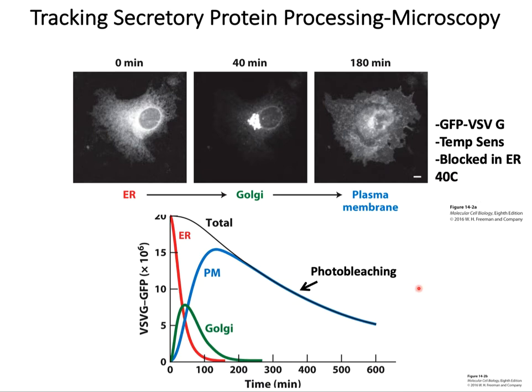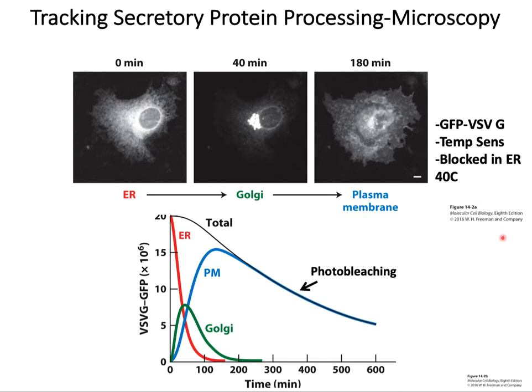You can also track secretory protein trafficking by microscopy. As you know from the previous slide, VSV-G is a protein that traffics to the plasma membrane. Now, these scientists also used the same temperature-sensitive mutant of VSV-G. Now, they did not use the live virus as in the previous experiment. They used a cloned chimeric version of this G protein.